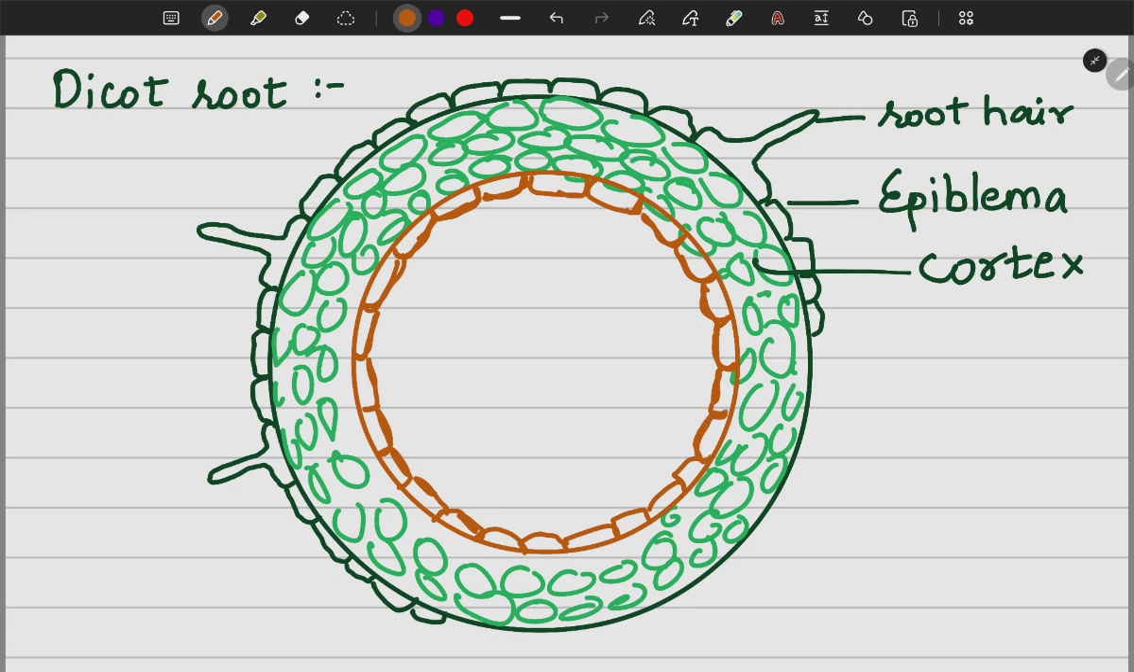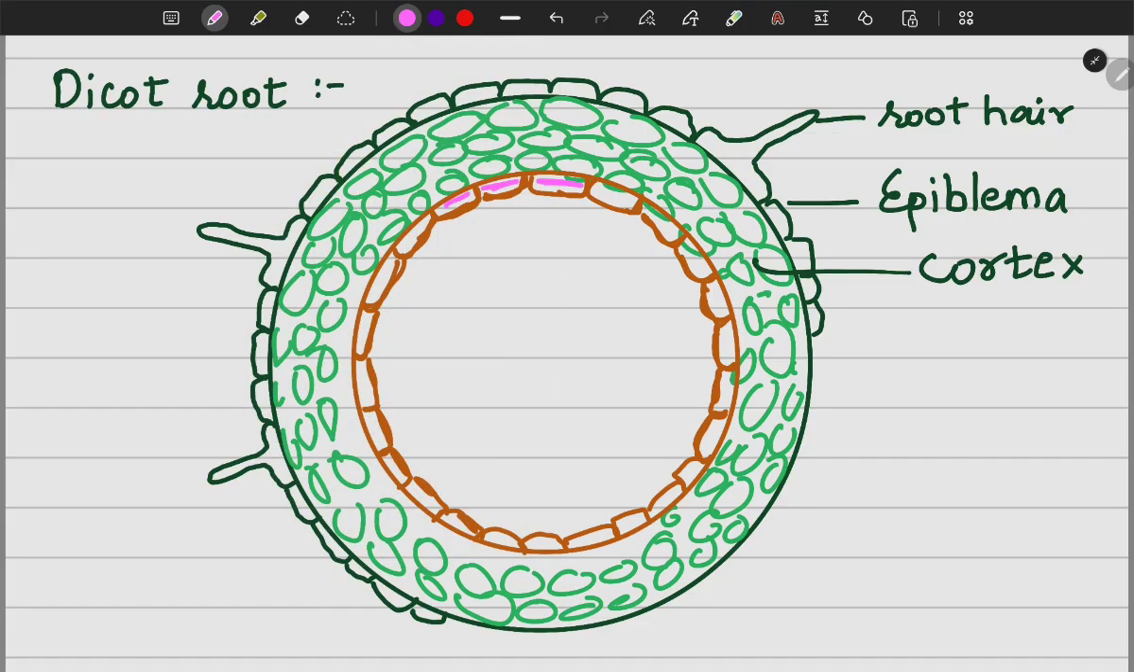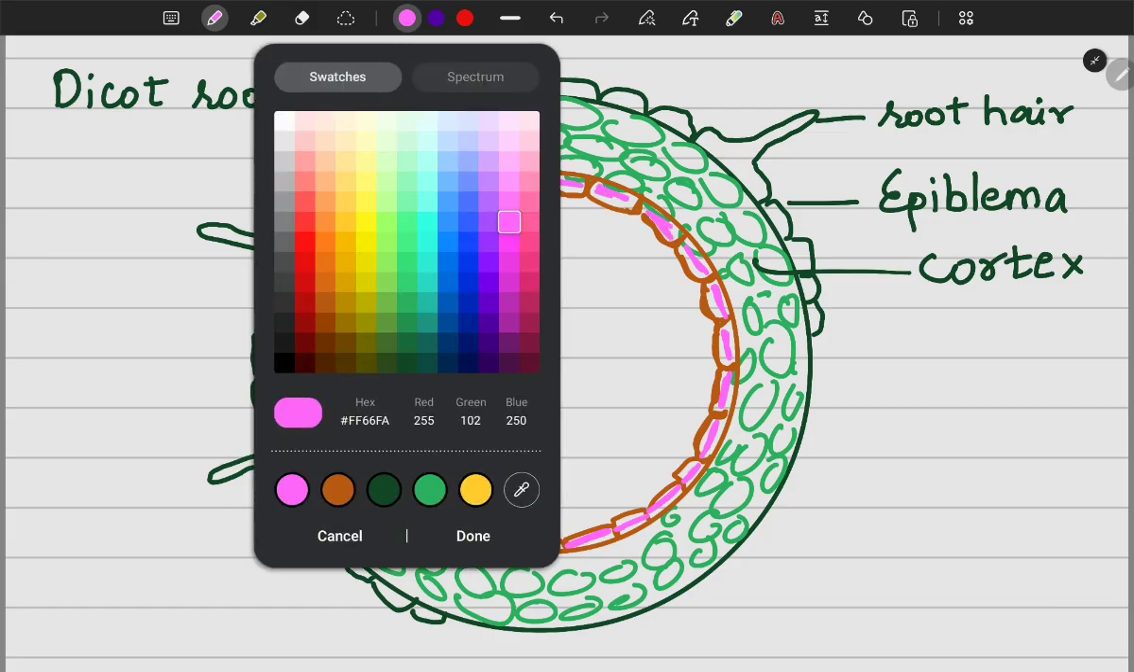Now this endodermis has a deposition of water impermeable waxy material which does not allow the water to pass through it. So this special type of deposition inside the endodermis is called Casparian strip. There is a deposition of suberin. Suberin is a water impermeable waxy material which is deposited inside the endodermis and forms Casparian strip.